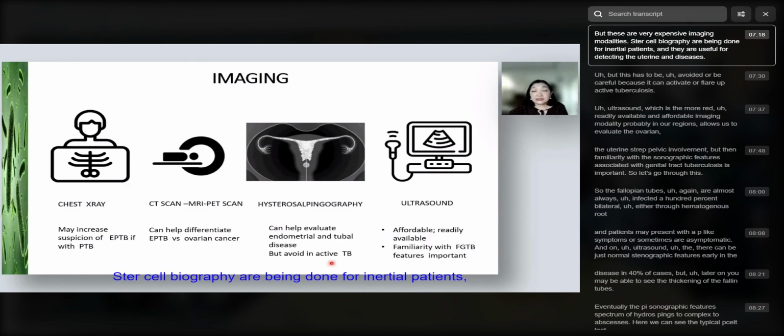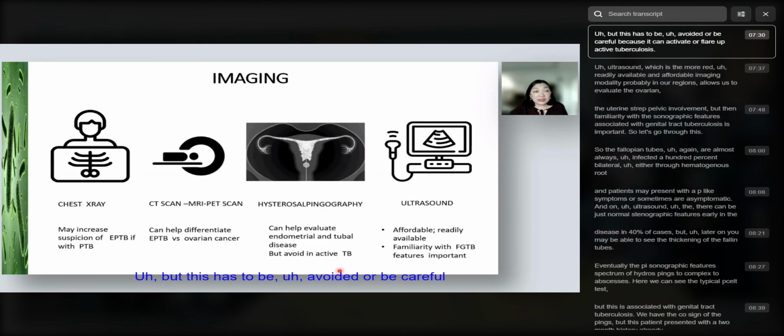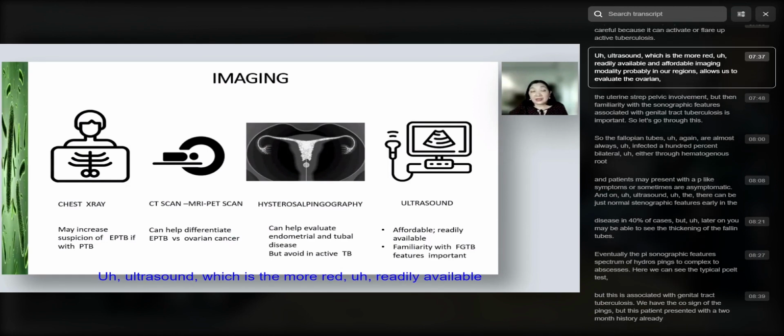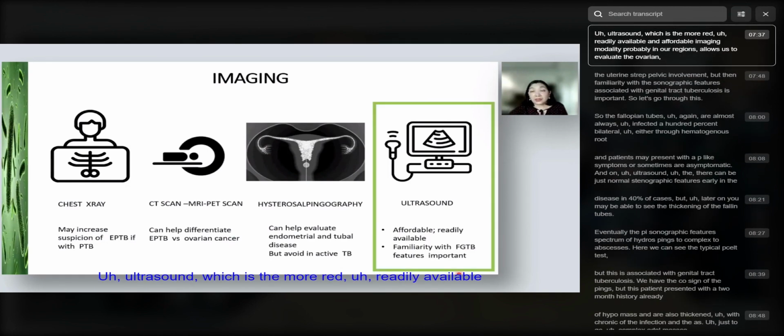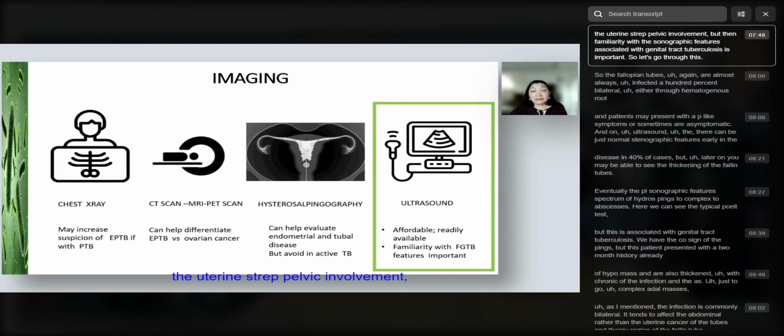Hysterosalpingography is being done for infertile patients, and it is useful for detecting uterine and tubal diseases, but this has to be avoided or done carefully because it can activate or flare up active tuberculosis. Ultrasound, which is the more readily available and affordable imaging modality, probably in our regions, allows us to evaluate the ovarian, uterine, and extrapelvic involvement, but familiarity with the sonographic features associated with genital tract tuberculosis is important.